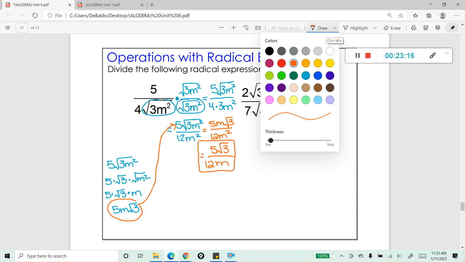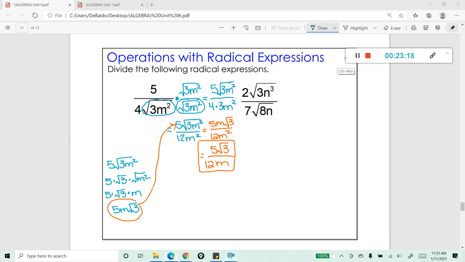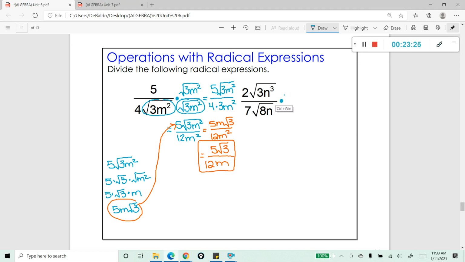Let's take a look at one more, and we'll call it a day in this lesson here. So, of course, I have a radical in the denominator, so I need to rationalize it. Start there. I'm just going to multiply by root 8n. And I'm going to go ahead and simplify everything out. 2 root, watch what I'm going to do. 3 times 8 is 24, n to the 4th, divided by 7 times 8n. I'm going to go ahead and simplify that down a little bit.